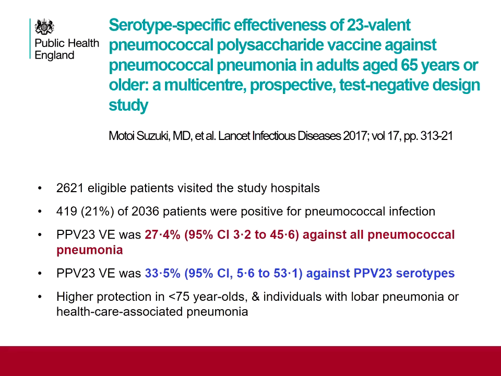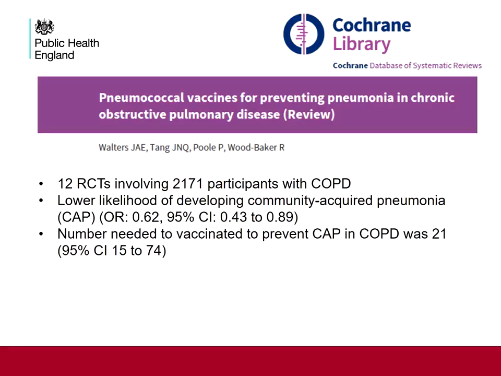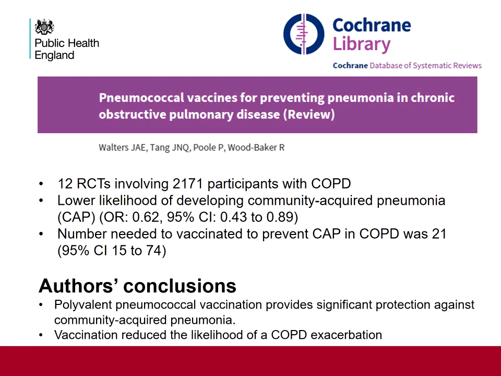There was a study recently published in Lancet Infectious Diseases where there was a 30% effectiveness against pneumococcal pneumonia. And then there's a randomized control trial which basically said that they had 12 trials with 2,000 participants, and they concluded that there was a lower likelihood of community-acquired pneumonia, and the number needed to treat was 21, which is actually brilliant. And the authors concluded that there is some protection against community-acquired pneumonia and COPD exacerbation. So there is some evidence to suggest that we could continue using polysaccharide vaccines until we get a better vaccine. But clearly, we need a better vaccine.